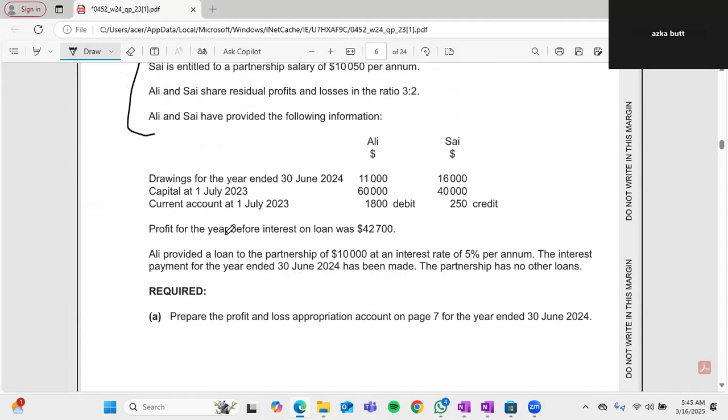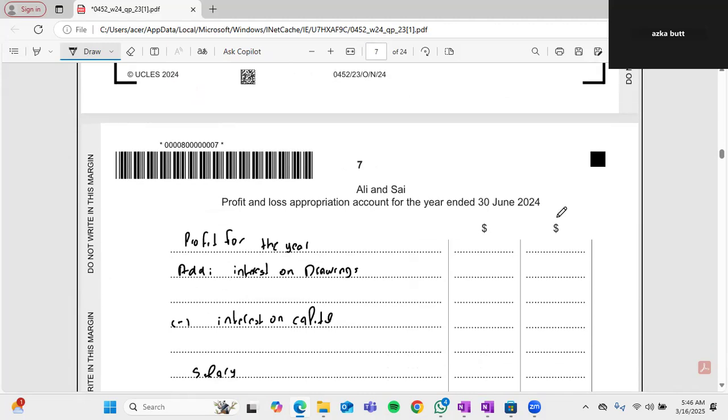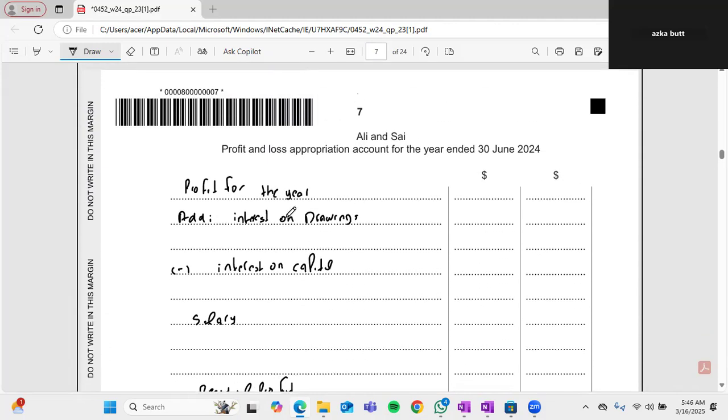Okay, profit for the year before interest on loan is 42,700. It means that we have to deduct the loan interest from it. Ali provided a loan to the partnership, which is $10,000 at an interest of 5%. So we have to find 5% of 10,000, which is equal to 500. So we have to deduct it. The profit after interest is 42,700 minus 500, which is equal to 42,200.